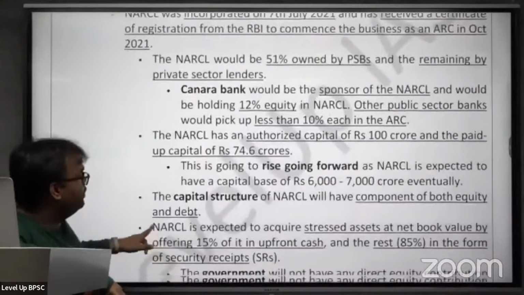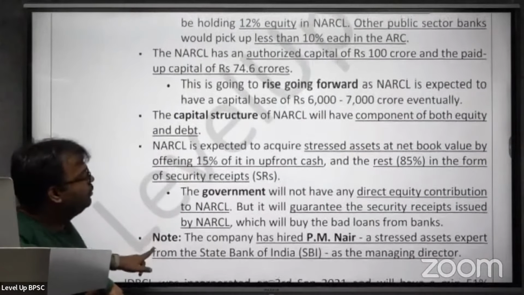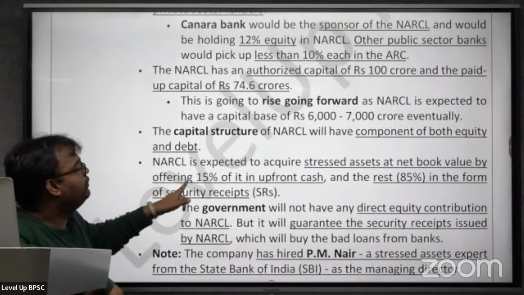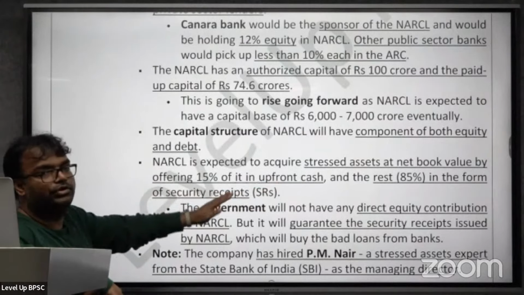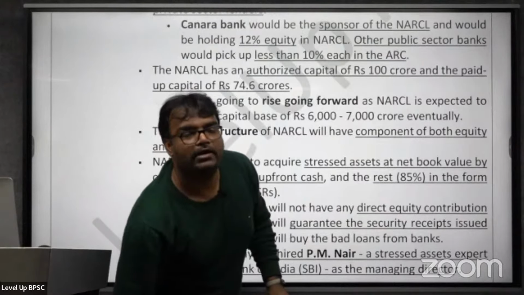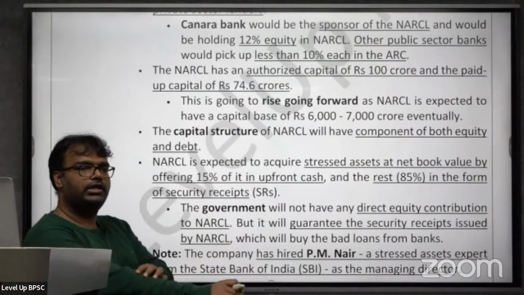Now, it is this NARCL which will acquire stressed assets at net book value, offering 15% of it in upfront cash and the remaining 85% in security receipts. Let me explain this. So let's say SBI has a bad loan of 100 crore rupees. So NARCL will go to them and say 100 crore rupees.